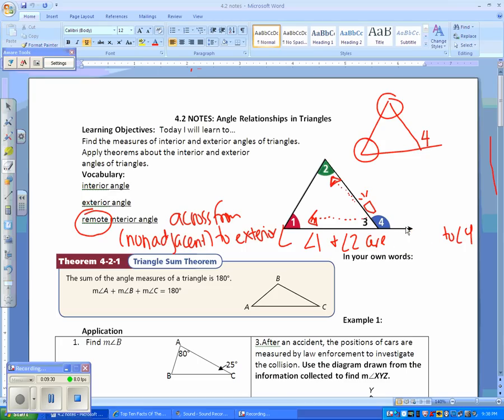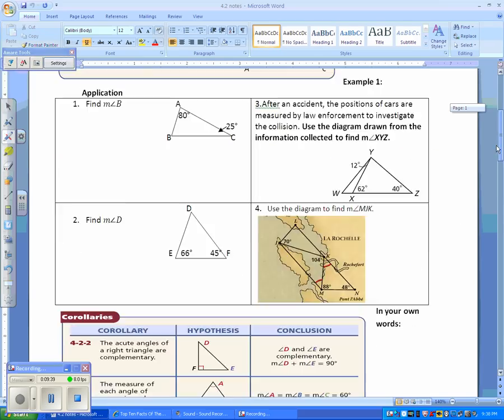Our remote interior angles. Excuse me, that didn't make sense at all. Okay, angle 1 and angle 2 are remote interior angles. Okay, so now we know about that terminology, and that'll help us out with this last theorem.